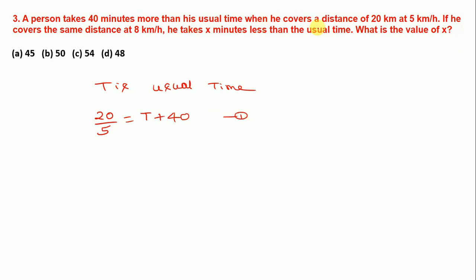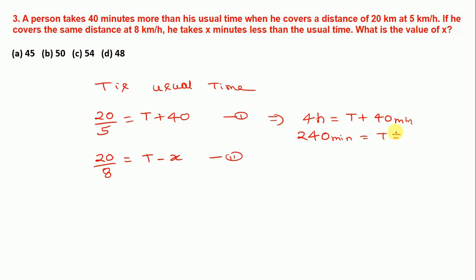Now if he covers the same distance at 8 km per hour, he takes x minutes less than the usual time. So the distance is the same, speed is 8, and he is taking t minus x. So this is your second equation. So from here we can calculate the value of t, and it will be equal to 4 hr is equal to t plus 40 minutes. But now here we have to convert hours into minutes. So it will be equal to 240. Here we are multiplying by 60. So it will be equal to 240 minutes is equal to t plus 40 minutes.